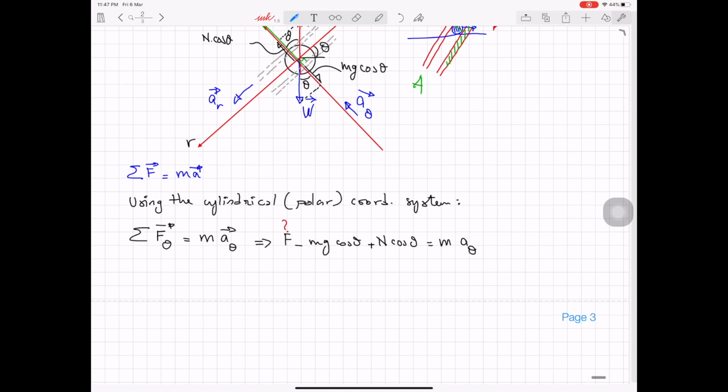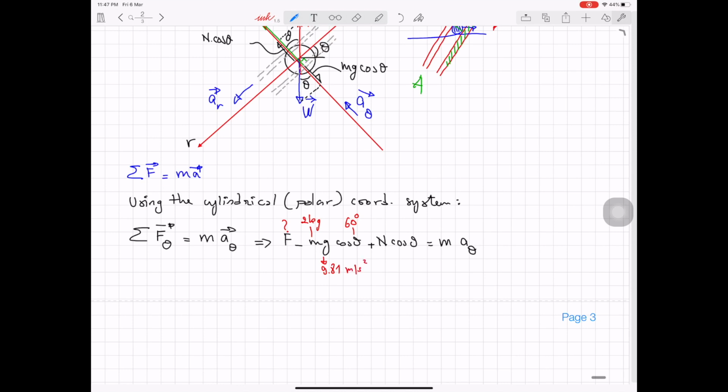So do I have theta? Yes, they give me theta is equal to 60 degrees. The mass I have at 2 kilograms. G, I have it 9.81 meters per second squared.